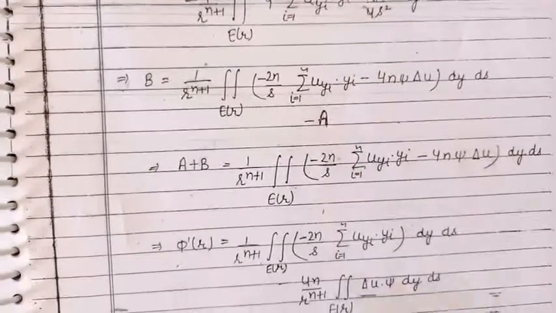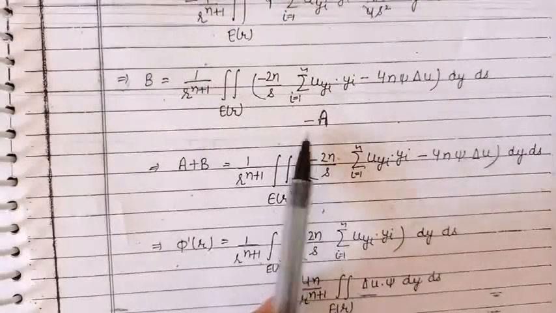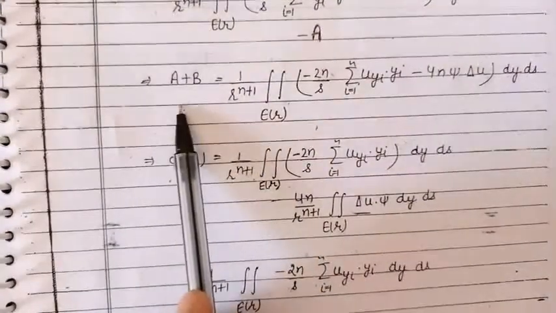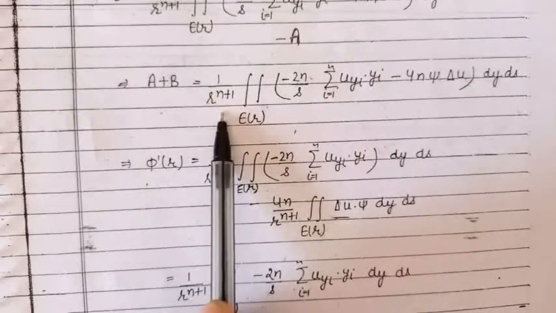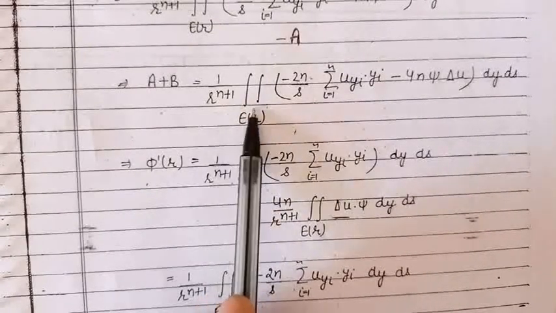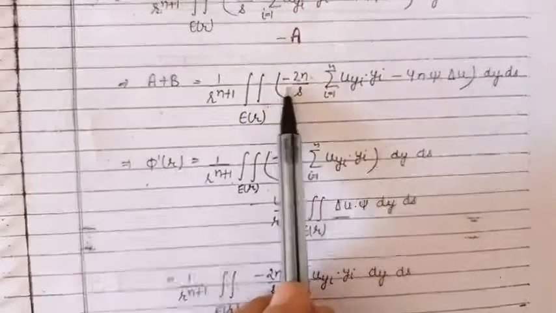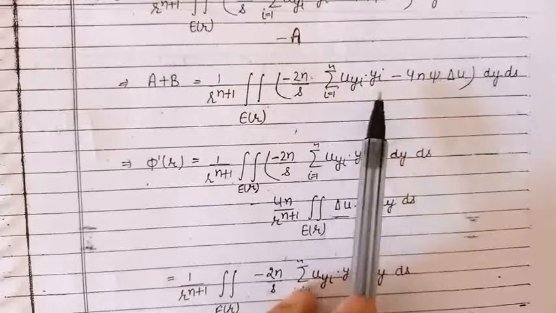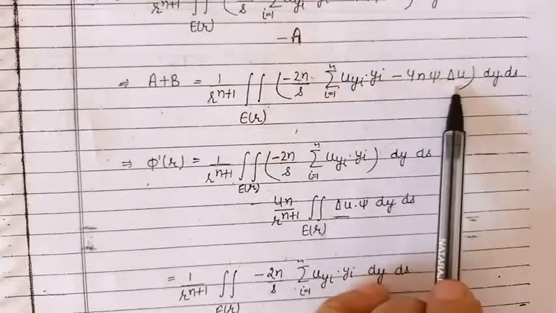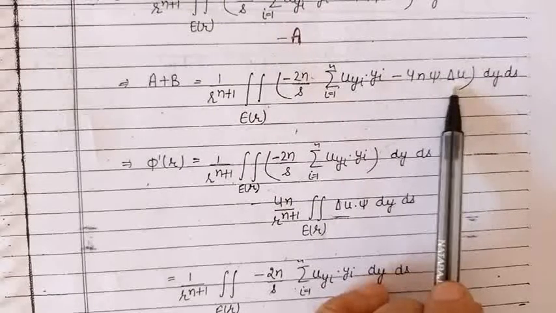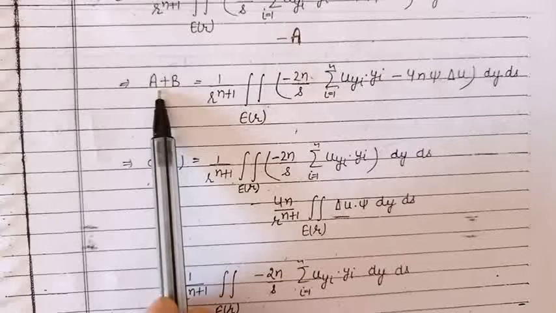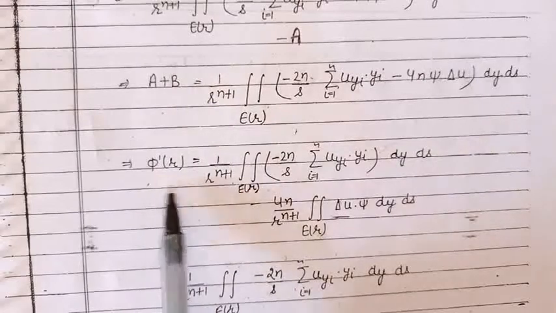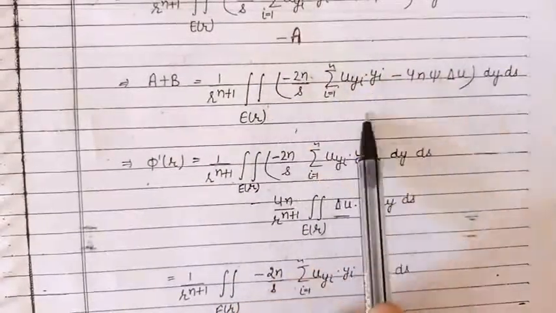So finally we can find the value of a plus b by shifting this term to the left side. So we get a plus b is equal to 1 upon r raised to the power n plus 1 into the double integral of minus 2n by s summation ∂u/∂yi into yi minus 4n psi Laplacian of u. Now a plus b, that is what we have already defined as phi dash r.